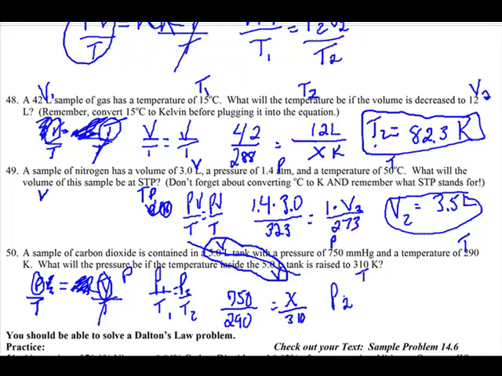P2 is going to be 801.7 millimeters mercury. And I know it's millimeters mercury because that's what the other pressure value is measured in right here, this 750.